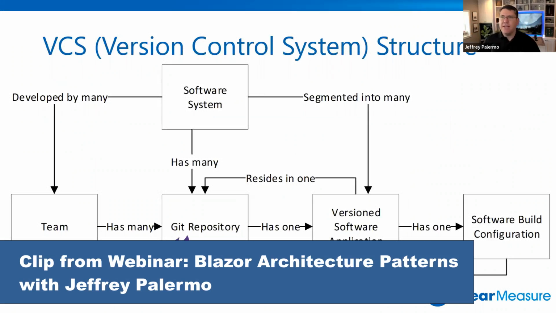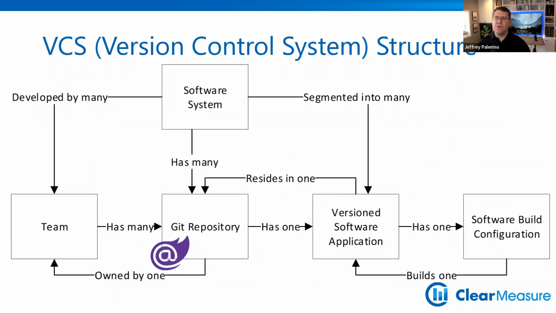So let's get into thinking about version control and how you're going to lay this out. Now, while not the topic of this webinar, Blazor applications fit very nicely in a Visual Studio solution structure that is leveraging Onion architecture as a pattern.